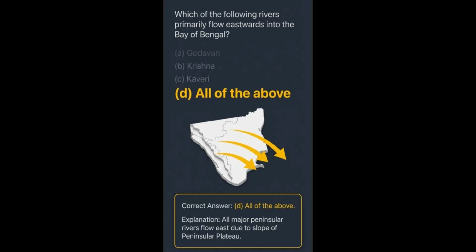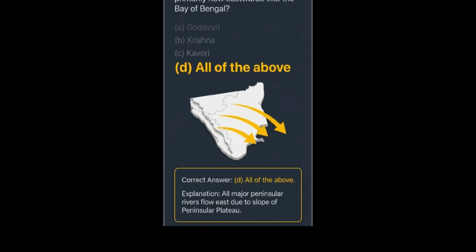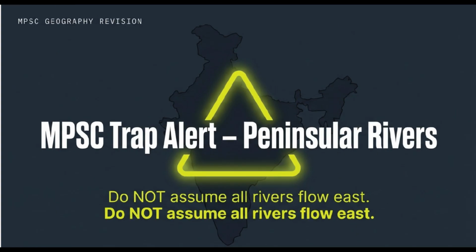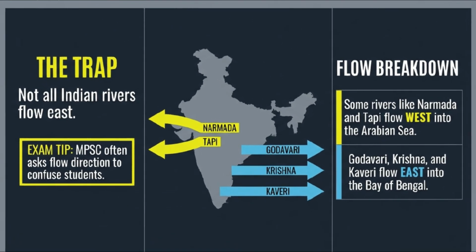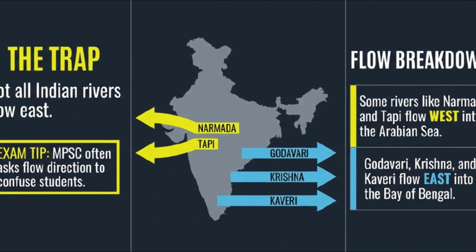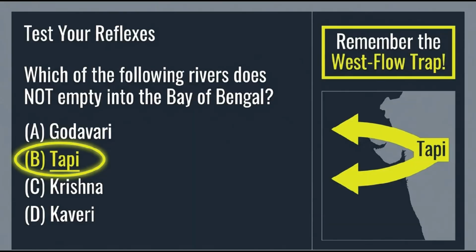But now comes the real trap. Most students assume all rivers in India flow east. And this is exactly where MPSC tricks you. Some important rivers, like Narmada and Tapi, flow west into the Arabian Sea. So remember this clearly. Let's test this quickly.